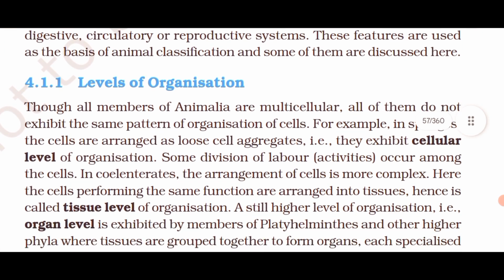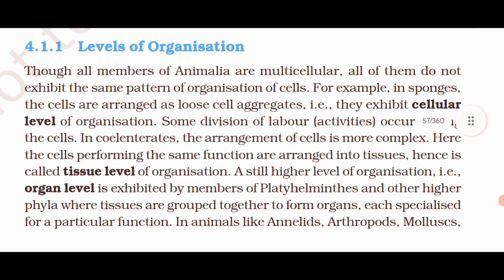4.1.1 Levels of organization. Though all members of Animalia are multicellular, all of them do not exhibit the same pattern of organization of cells. For example, in sponges, the cells are arranged as loose cell aggregates, that is, they exhibit cellular level of organization. Some division of labor or activities occur among the cells. In coelenterates, the arrangement of cells is more complex. Here, the cells performing the same functions are arranged into tissues, hence it is called tissue level of organization.